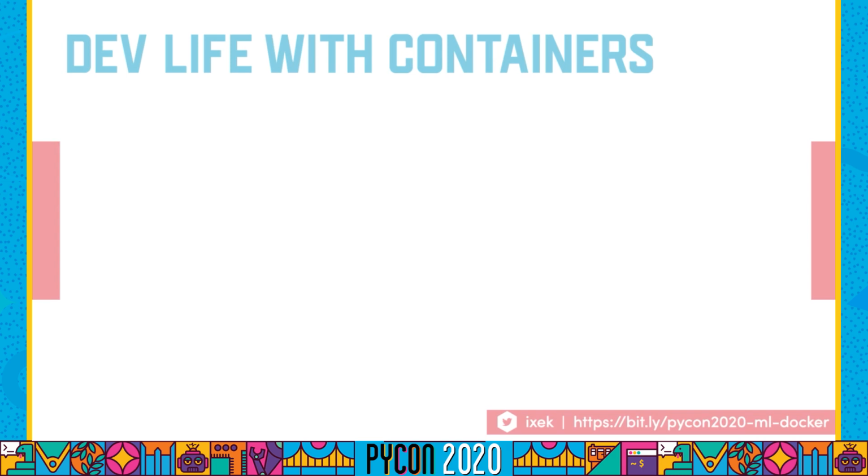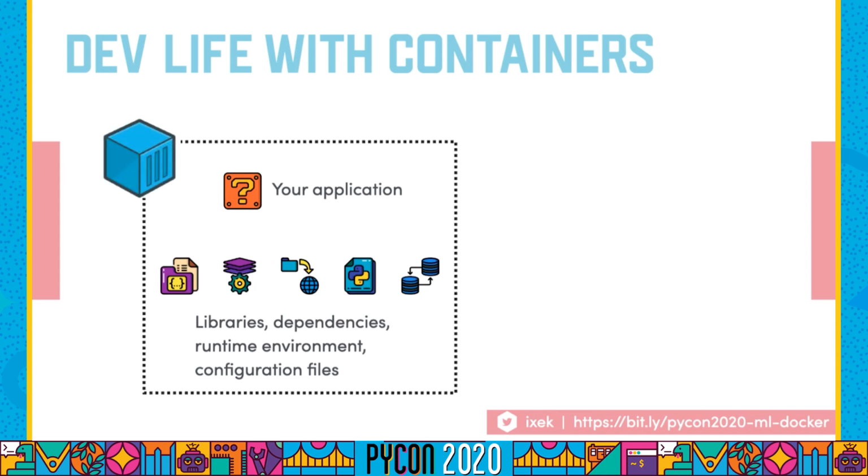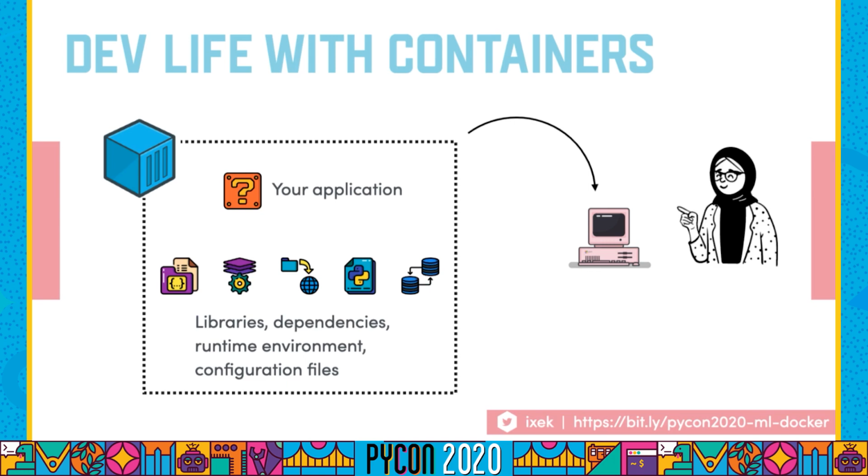So in a world where you're using containers to do your development or data science, this is how your workflow would look. You develop your application, but in this case, you're also adding the libraries, all the dependencies, the runtime environment, and the configuration files that you need for it to work. So you build your container with your application and all of these extra assets. So when anyone wants to install this or run this on their machine, it's actually doable.